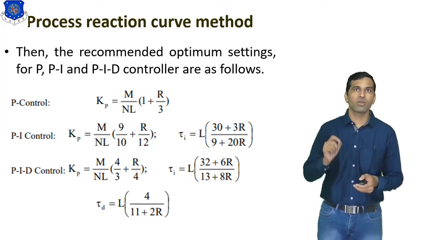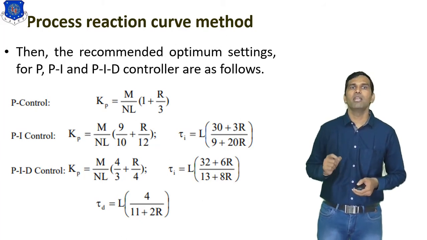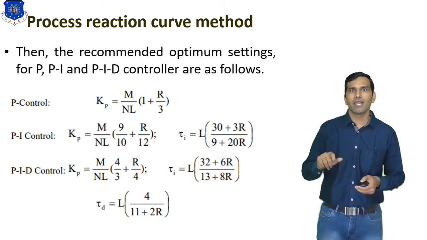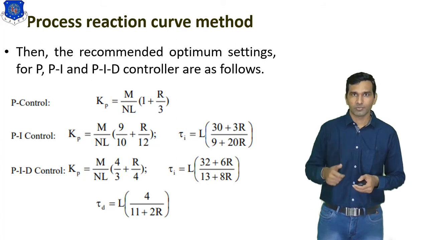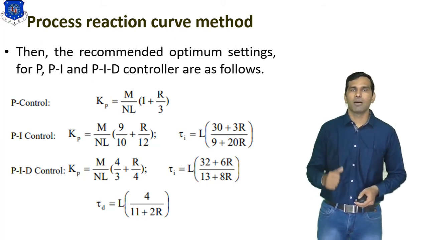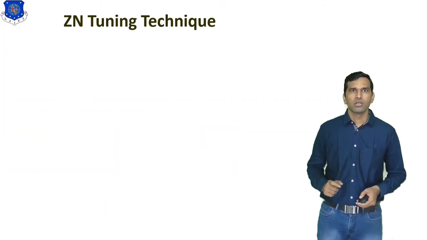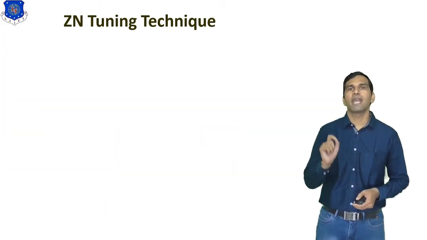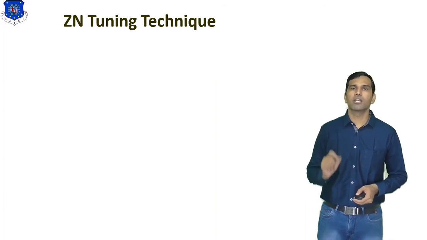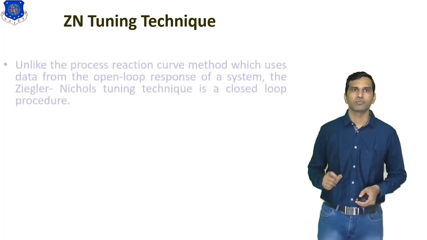So this is the first method of finding the values of Kp, Ki and Kd, or we can say the tuning of the controller. Now we discuss the second method. The name of this method is the Ziegler-Nichols tuning technique. That means the Ziegler-Nichols tuning method.